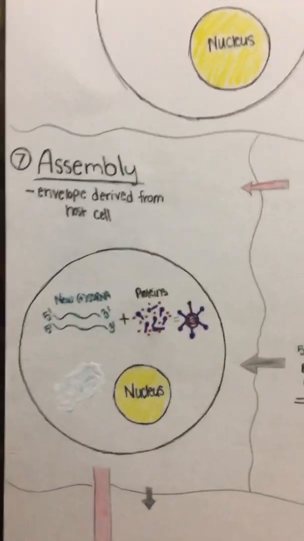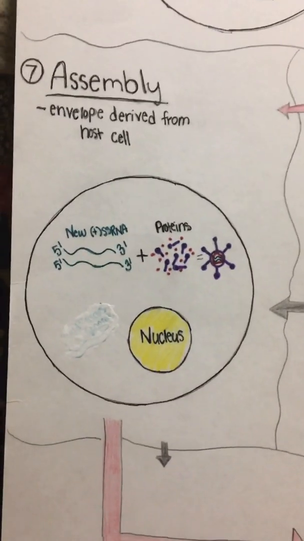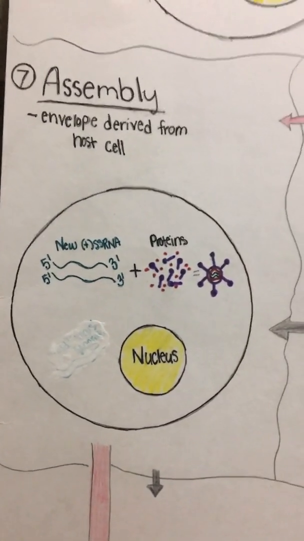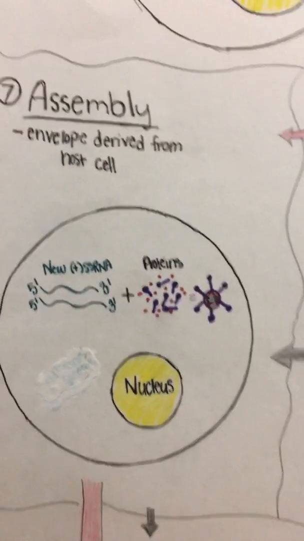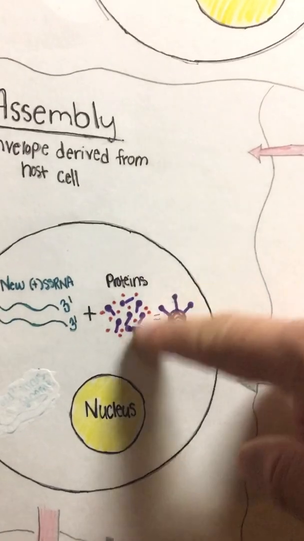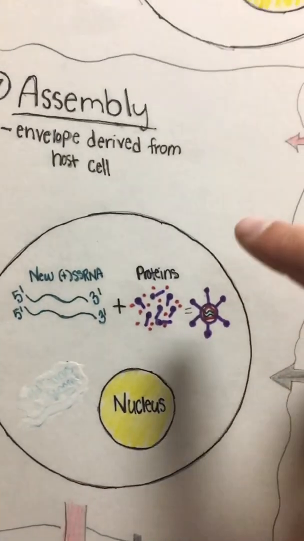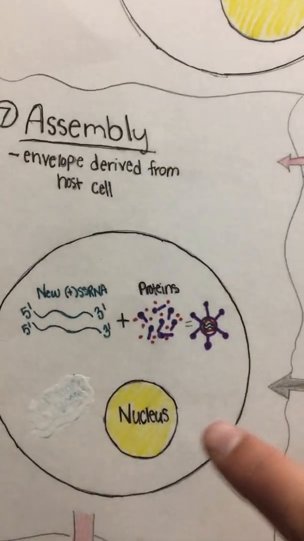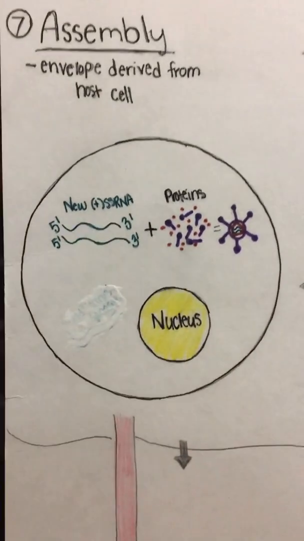7, which is assembly. For this one, we have our RNA genome that we just made in step 5, and then we have our proteins we just translated in step 6. Basically, everything is formed into a new virus, and the envelope for this virus is derived from the host cell. So that is what occurs here. So now you have new viruses.